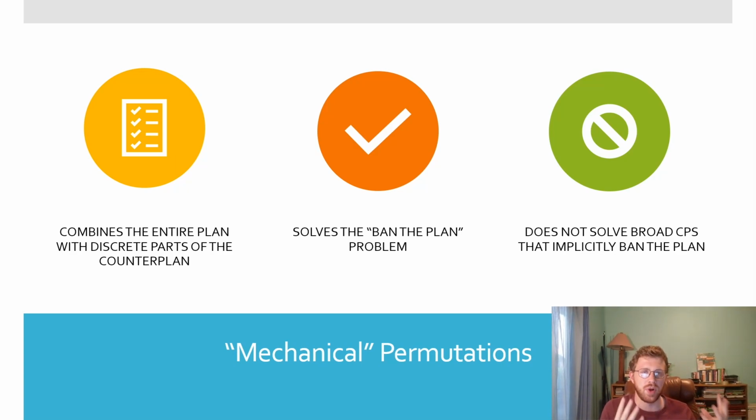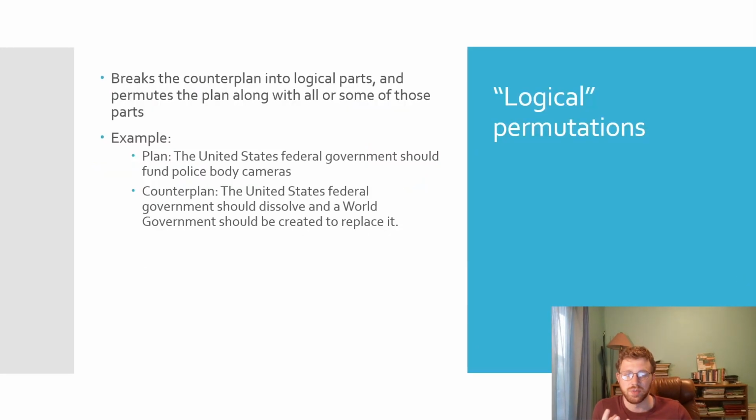So what do we do about this problematic example like the world government counterplan, which says get rid of all national governments and in so doing ban the plan, because the plan is done by a national government like the USFG? To solve this problem, Roger Salt introduced the idea of a logical permutation. A logical permutation doesn't just look at the counterplan as a sum of mechanical planks, like a mechanical permutation does. Instead, it looks at the counterplan critically and breaks it down further into smaller pieces and permutes only some of those smaller pieces. Let's take a look at how that helps us with the world government example.